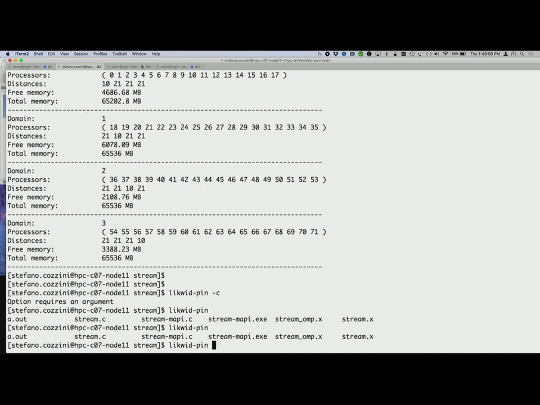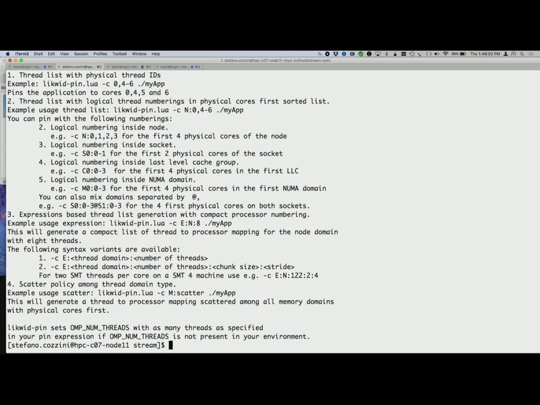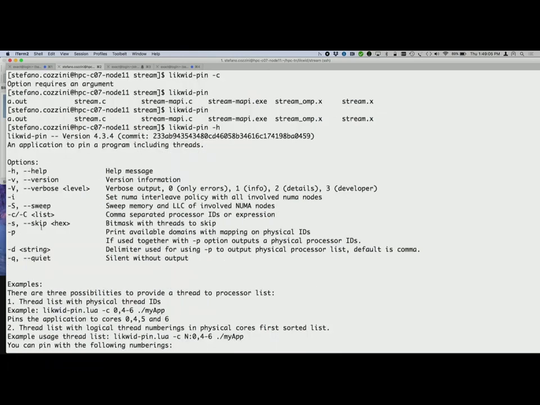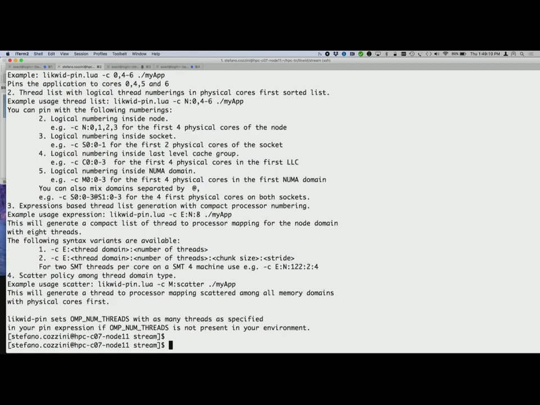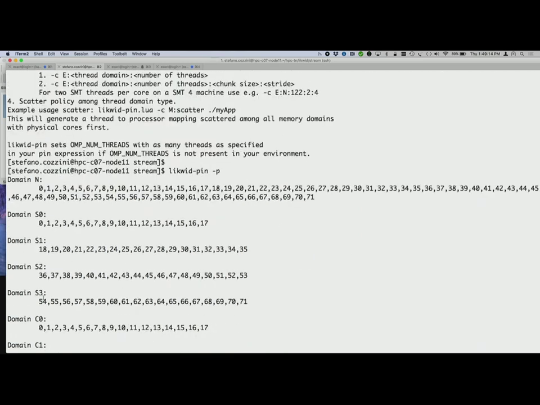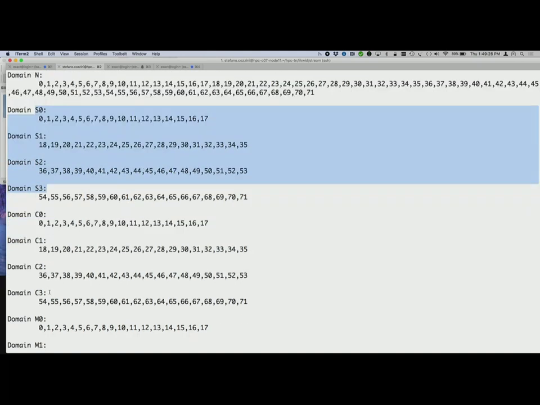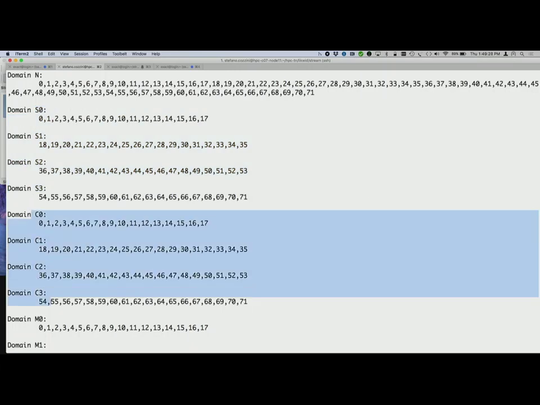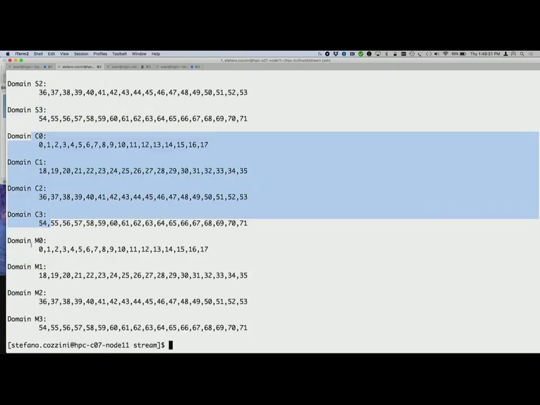Okay, great. So if we do likwid-pin -C, we see likwid-pin -help. -p, not -c. Okay, so these are all the domains that I showed on the slides. You have the domain N, which is the number of cores, then the domain for the socket, the domain for the node, the domain for the CPU, and the domain for the memory.